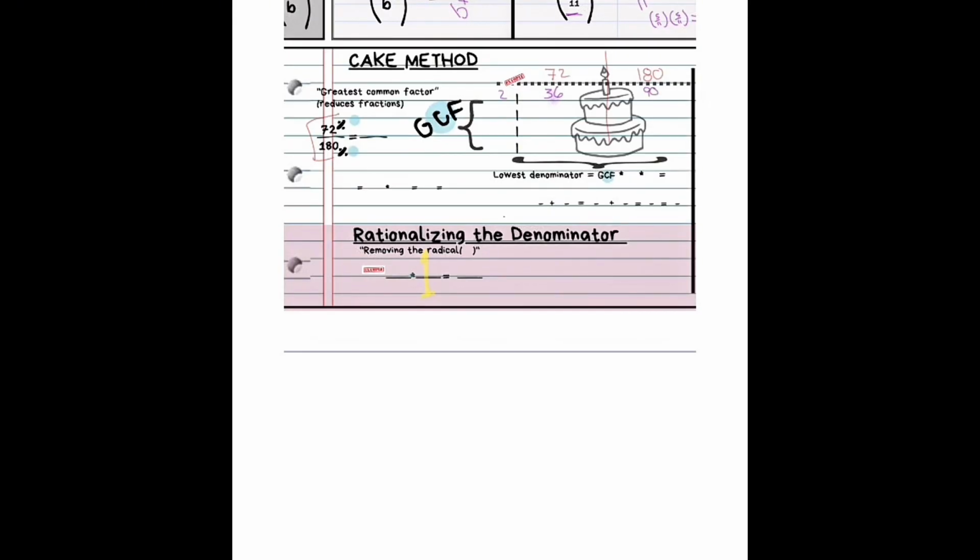And now for the next layer of cake, I'm working with 36 and 90. So those are also, again, even numbers, and so we will pull out a 2. 36 divided by 2, that's 18, and 90 divided by 2 is 45.